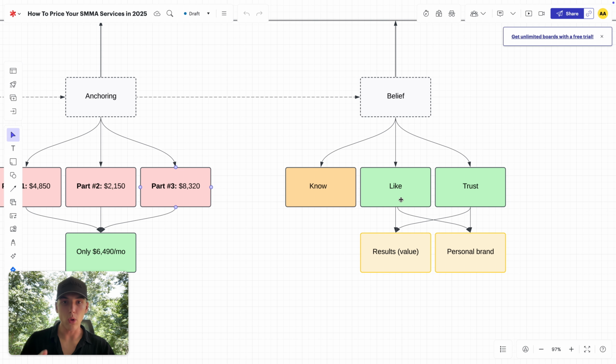Lastly, this all comes down to belief. How much does the person believe in you, and how much do they believe in the fact that you can deliver them results? If you have an incredible amount of belief, you can charge 100K a month. That's no issue. But in the beginning, that's kind of the issue. You don't have any social proof. You don't have any case studies to show. So you have to build the belief other ways.